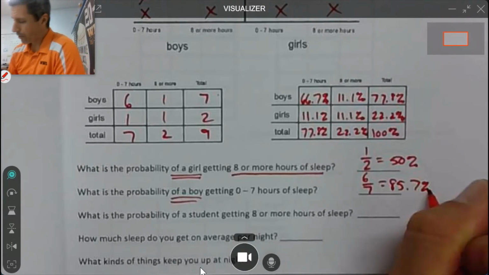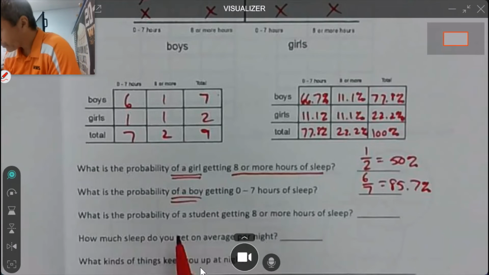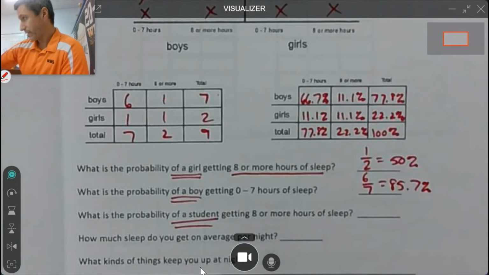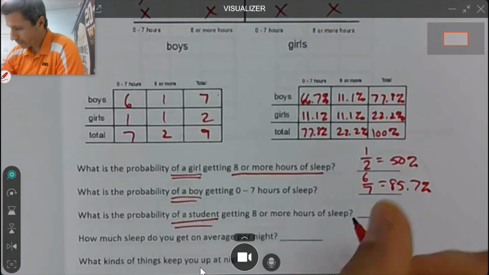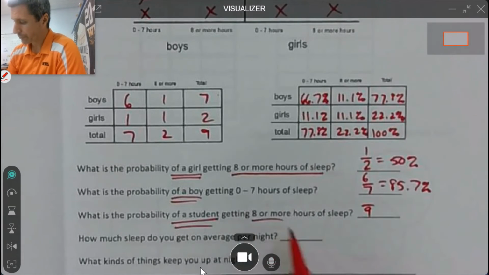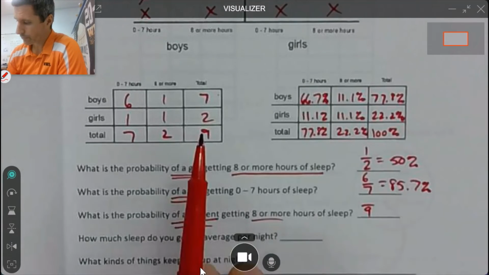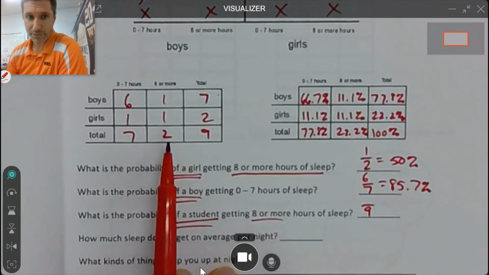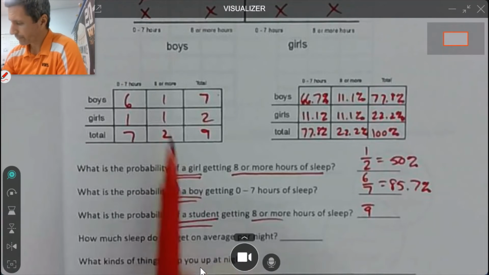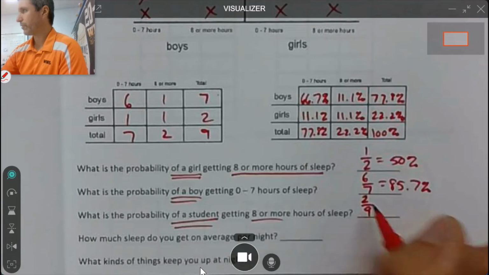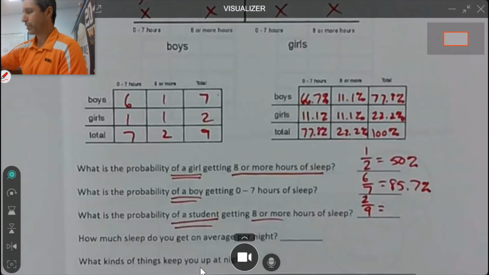And then what's the probability of a student? I get to be included in the student population because I'm in the sample. So out of 9, how many are getting 8 or more hours of sleep? 2. If you do the total, it's 2 out of 9. Easy math. Divide, move your decimal. That's 22.2%.